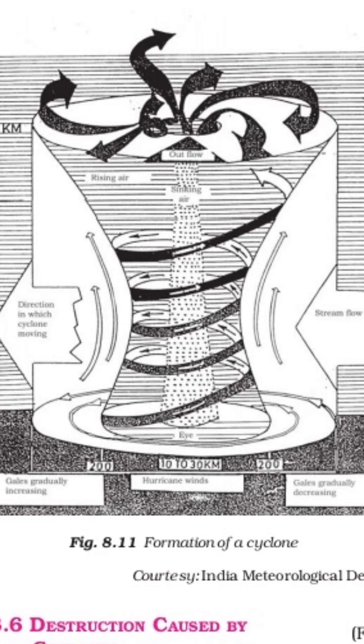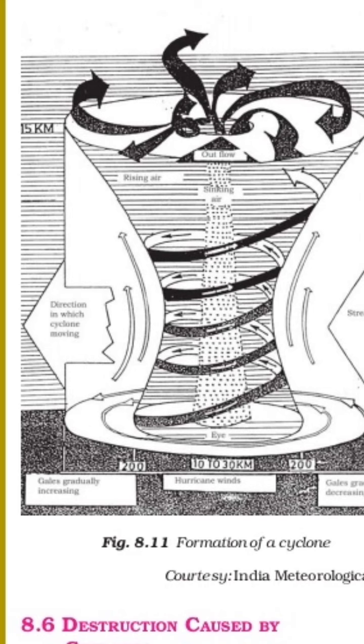The eye is 10 to 15 kilometers high. On the left-hand side, 15 kilometers is shown from ground level to the upper level. The diameter of the eye varies from 10 to 30 kilometers. Downside it is given as 10 to 30 kilometer diameter. It is a region free of clouds and has light winds around this calm and clear eye.